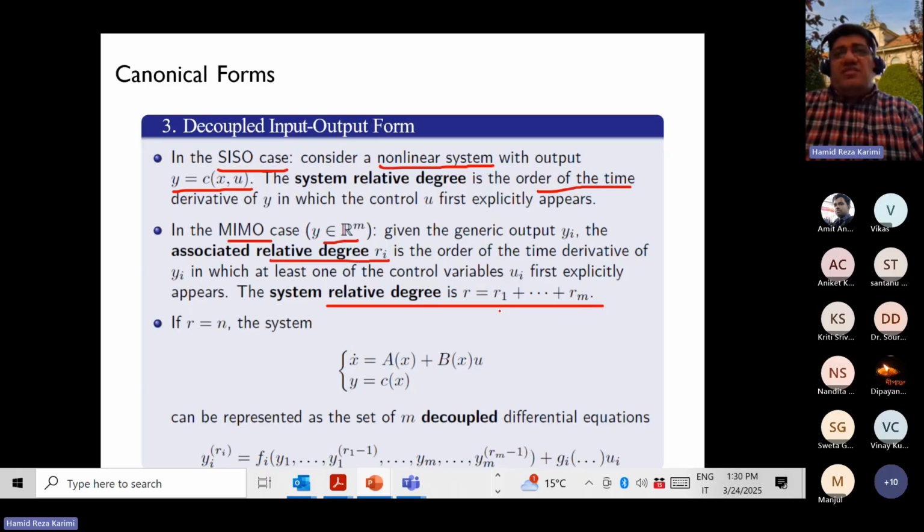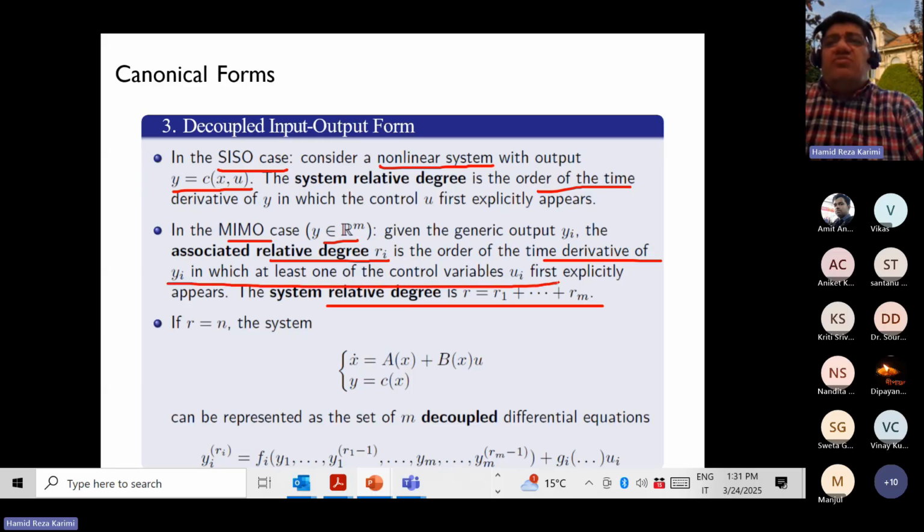It means these are the relative degrees for the m inputs, because the dimension of the output y is m. So you have several relative degrees R1 to Rn, and each associated relative degree Ri is the order of the time derivative of yi in which at least one control variable ui explicitly appears.